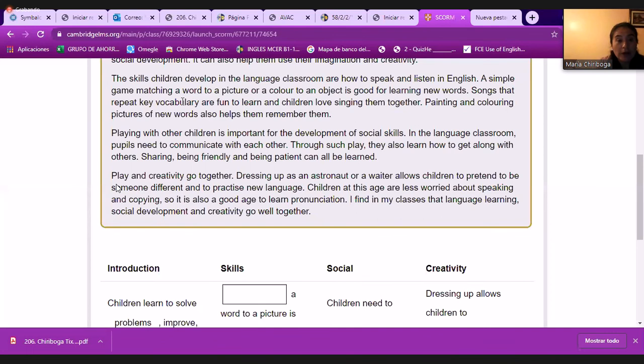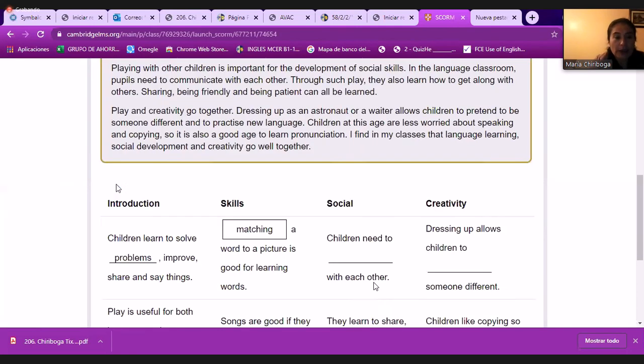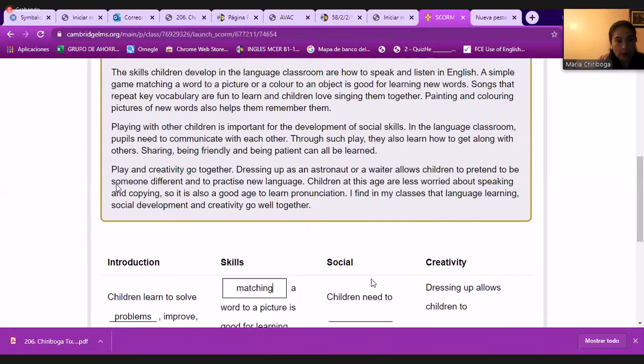A simple game, a word to a picture, so the answer is there. What could be here? Matching. Let's see, it said no more than three words. So matching, I think it is matching a word to a picture. Good, guys. Matching a word to a picture is good for learning words.